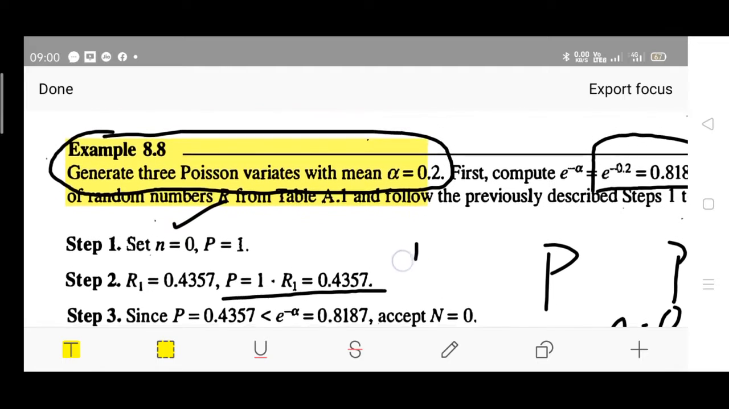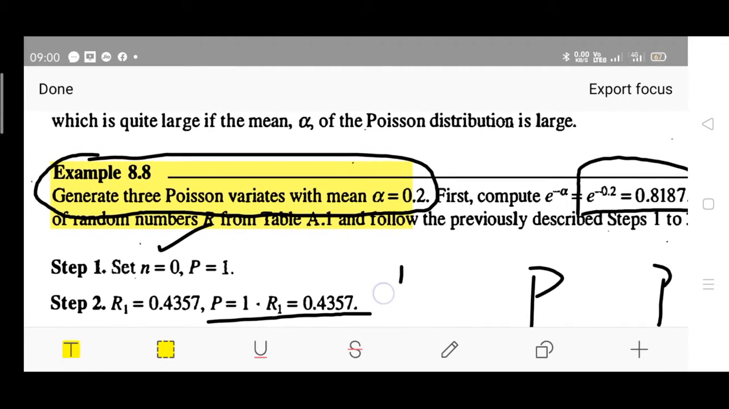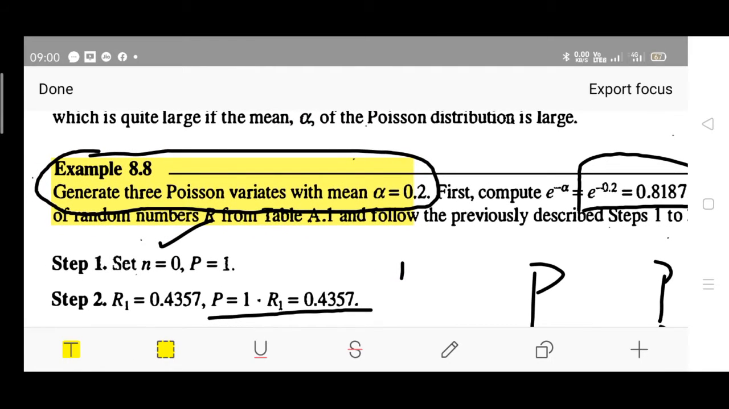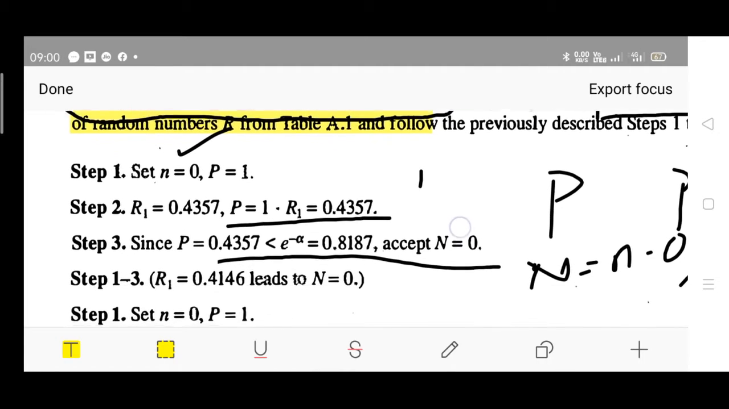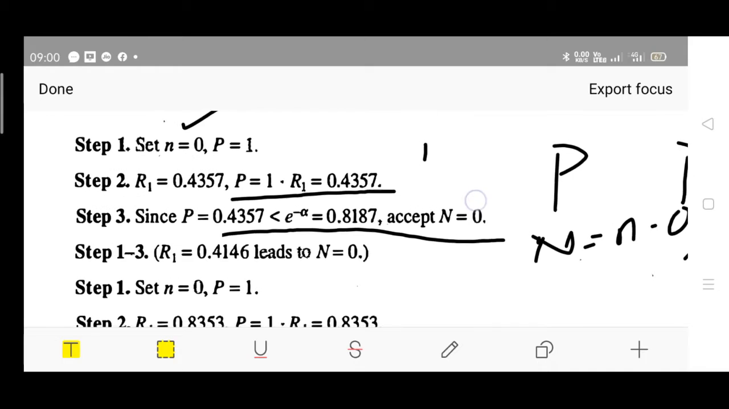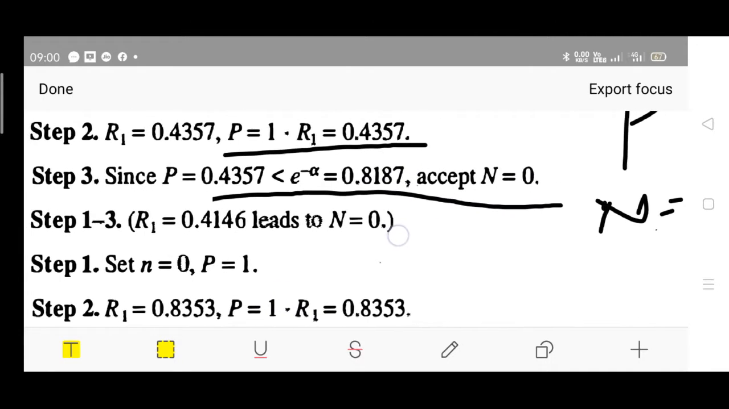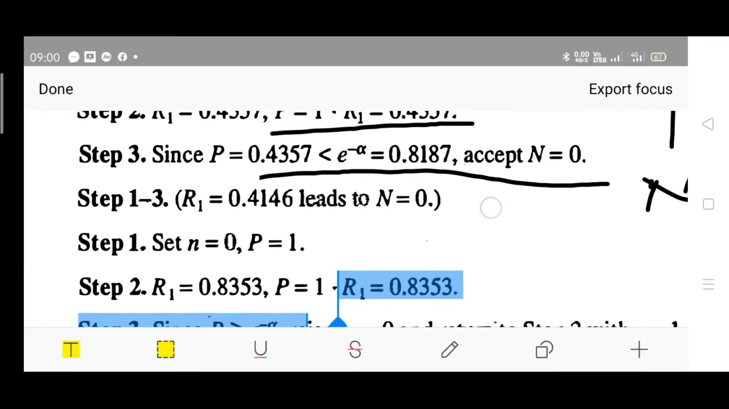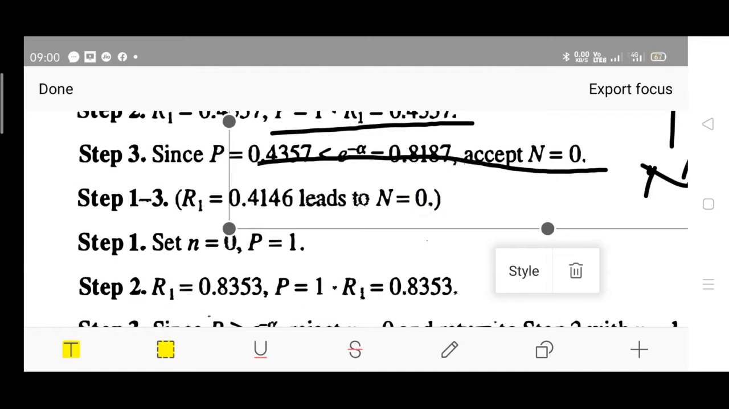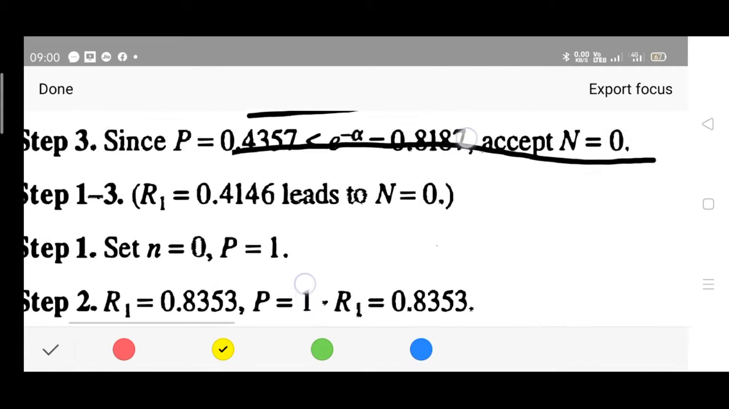Since in the question it is given to generate 3 Poisson variates with mean 0.2, we'll go for the next one. For the next random number a different value is taken. So this is the first variate generated, 0.4357, which is accepted as well. Go for the next one. So what is the next one?